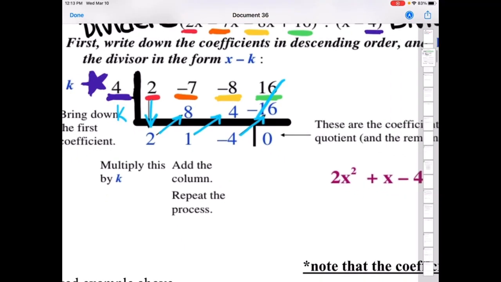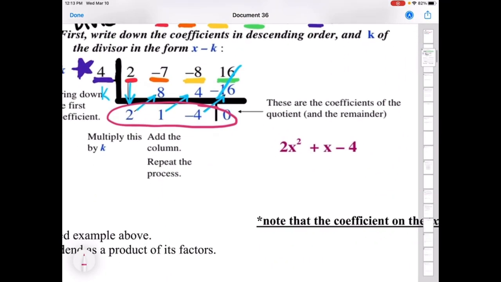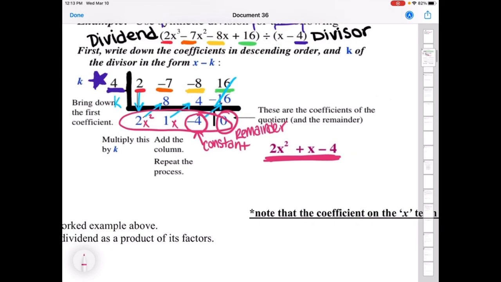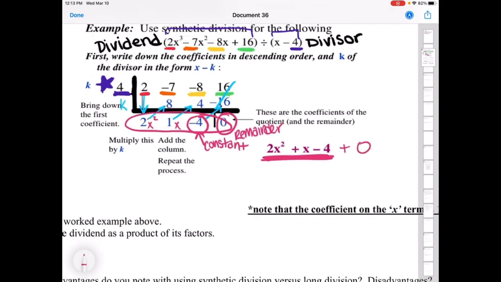So you actually have no remainder. This is going to be your remainder. This is always going to be your constant. And then from there, going from right to left, it's just going to increase in degree. So this is going to be x and this is going to be x squared. If we were to rewrite that, the quotient is 2x squared plus x minus 4. And because there's no remainder, we have plus 0. So that's why they didn't put that.